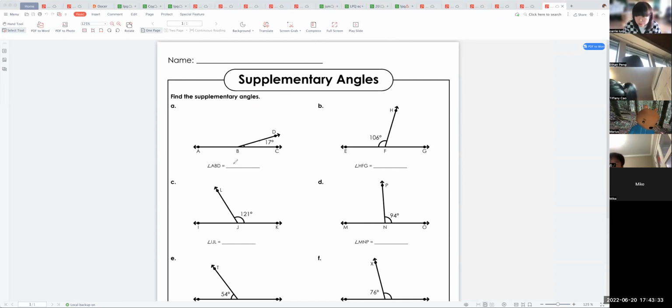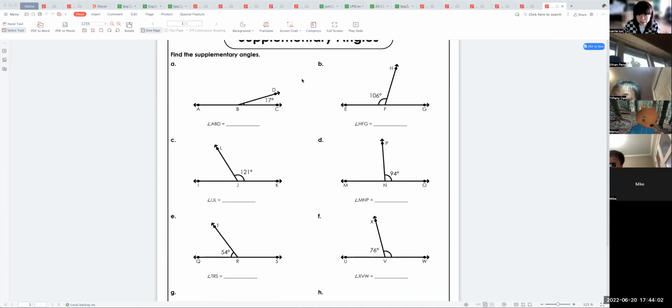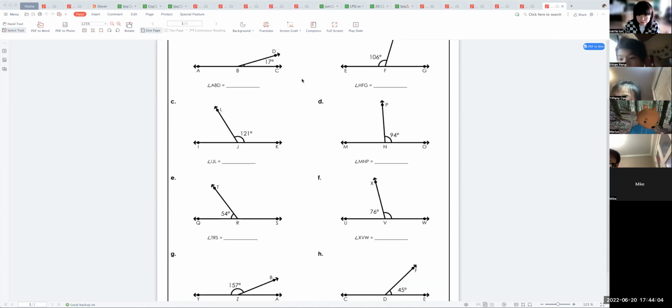So I want to ask Maris. We have ABD. What is ABD? It's 180 minus 17, so equals 163 degrees. Next one, 180 minus 106 equals 74 degrees. Understand? It's just 180 minus. These two angles plus together equal 180, we call it supplementary angles.